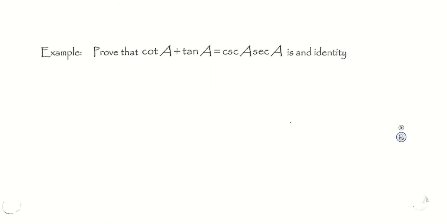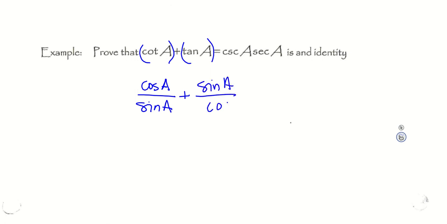So I'm going to start with this cotangent of x, and I'm going to change it to its quotient identity, which is the cosine of A over the sine of A. So changing cotangent using cosine and sine, I have a fraction, cosine over sine. Now to that I'm going to add what the tangent of A equals. Its quotient identity is the sine of A, excuse me, over the cosine of A. And that's supposed to equal the cosecant of A times the secant of A. I'm going to rewrite that at every step, but that right side is not going to change.